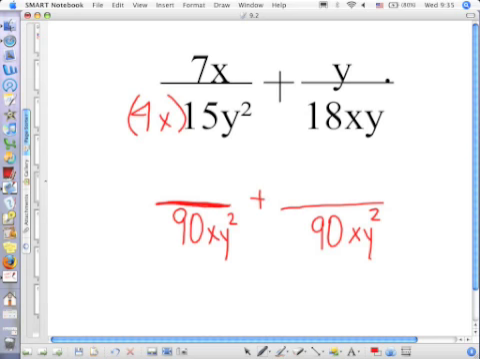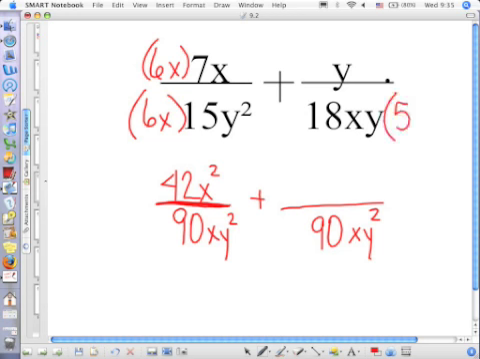Is it 6? You're right, sorry. 6x times 15y squared gives me 90x y squared, right? Correct. So here I'm going to multiply by 6x. 18 times 5 is 90. X, y squared.